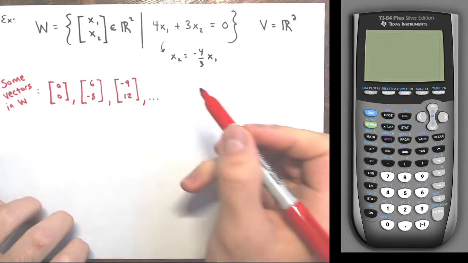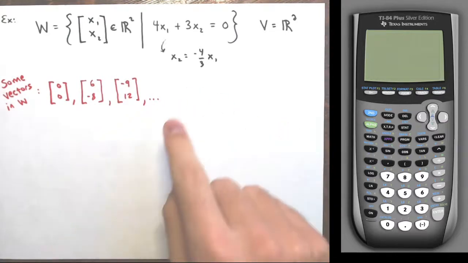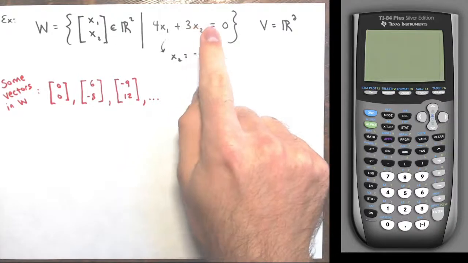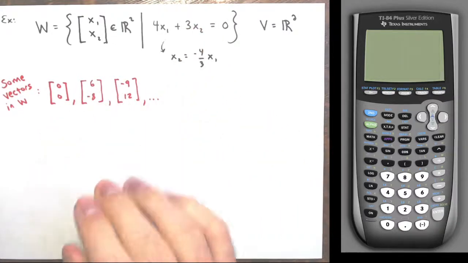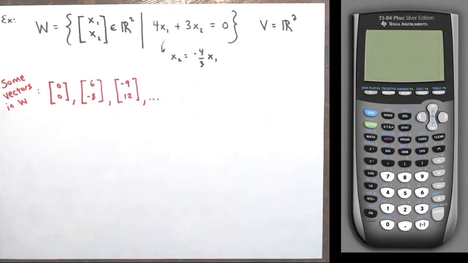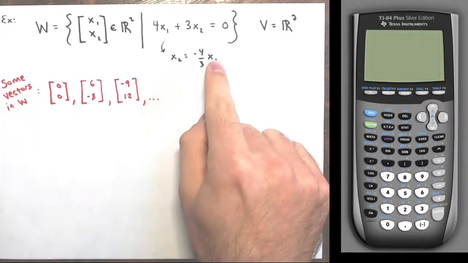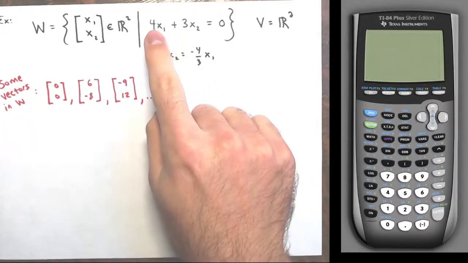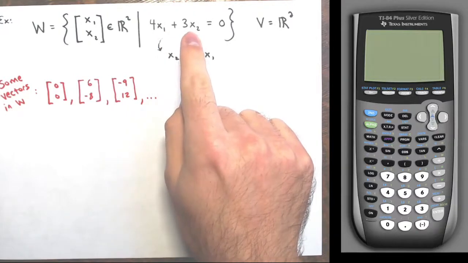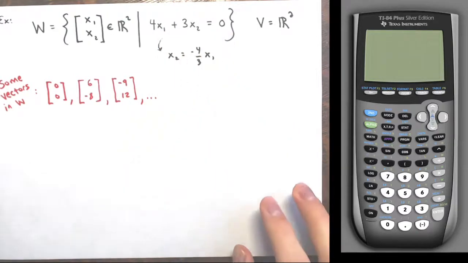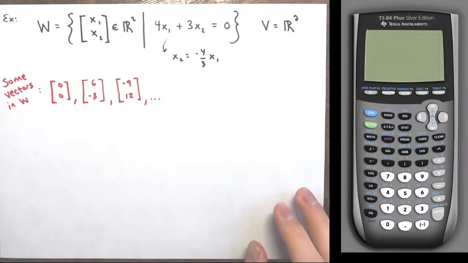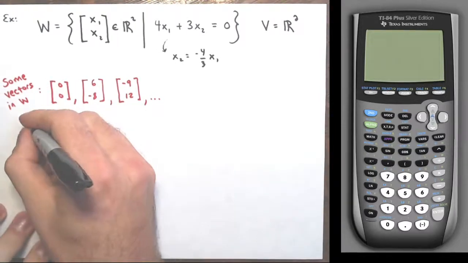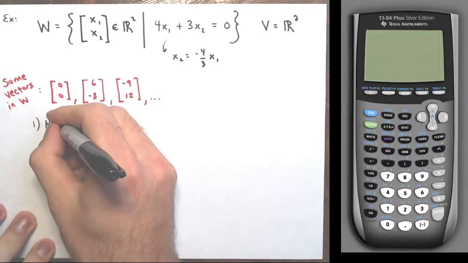And so there's loads of them, right? You can just plug in values to this or plug in values up there. Find vectors that actually belong to this set, right? As long as the second component is negative 4/3 times the first component, or 4 times the first component plus 3 times the second component is 0, and that's happening for these 3 that I put up here. All right, so it's definitely non-empty. Got that.